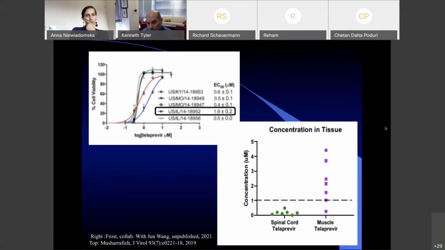This is just to make the point that one of the reasons I said that was the EC50 is about 2 micromolar against the tough strain we tested it against. And although we were getting concentrations like that in our dosing model in muscle, we weren't really getting that good a concentration in the CNS or spinal cord. So higher doses and more penetrant drugs are probably the future.